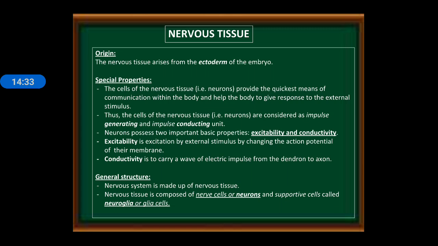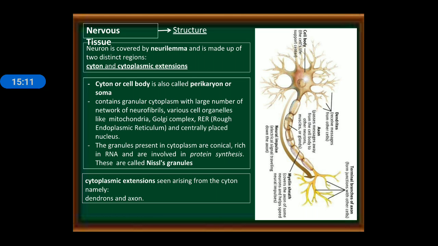Next is nervous tissue. Nervous tissue arises from the ectoderm of the embryo, and it is the quickest means of communication within the body. These nervous tissues have a unique property of generating and conducting nerve impulses, meaning they have two main basic properties: excitability and conductivity. Excitability is the excitation by an external stimulus or external change, and conductivity is carrying a wave of electric impulse from the dendron to the axon.